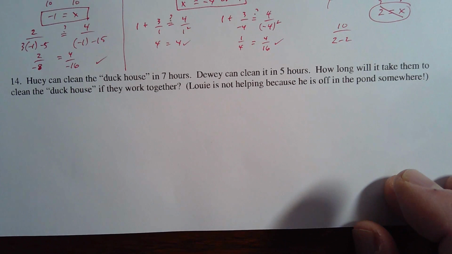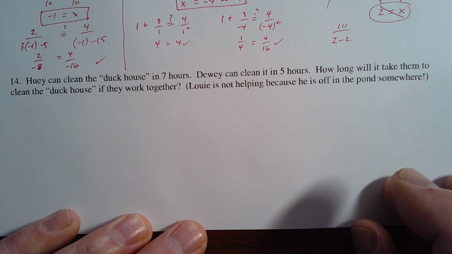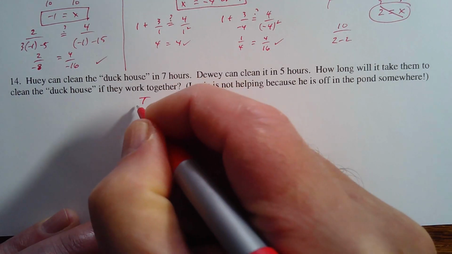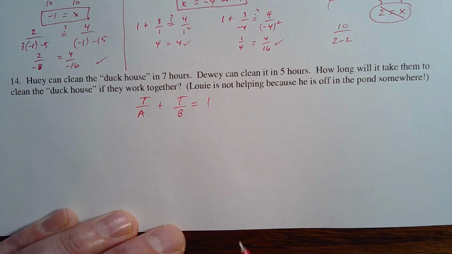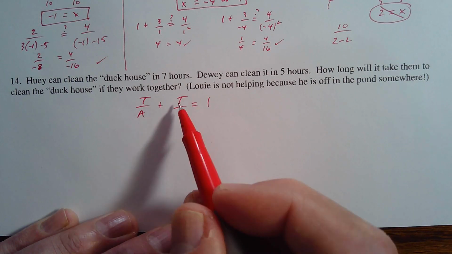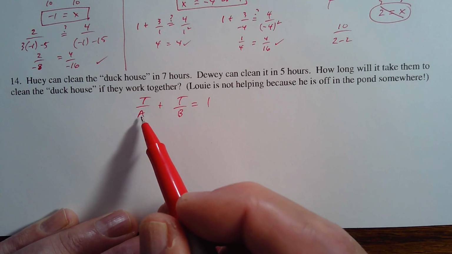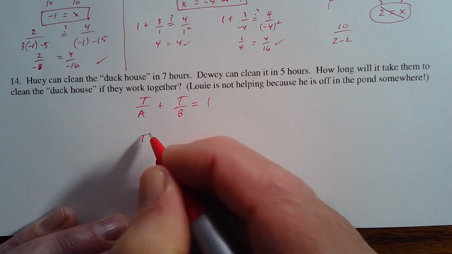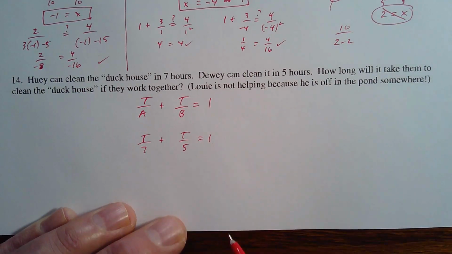All right, last one. Huey can clean the duck house in 7 hours. Dewey can clean it in 5. How long will it take them to clean the duck house if they work together? So that goes back to this t over a plus t over b equals 1 equation, where t's the time working together, a and b would be the solo time. So Huey would be a, let's say, and Dewey would be b. So I'm going to do t over 7 plus t over 5 equals 1.